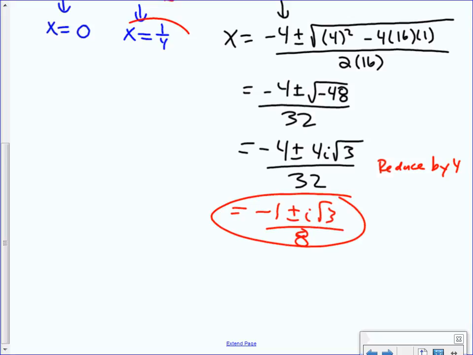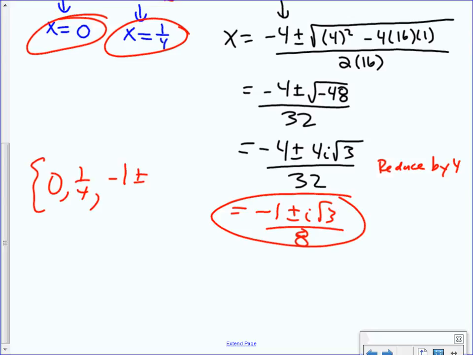1, 2, 3, 4 answers. 0, 1 fourth, and negative 1 plus or minus.